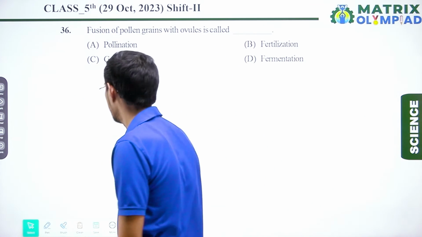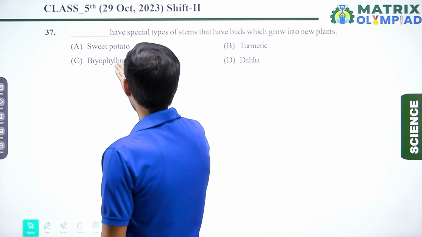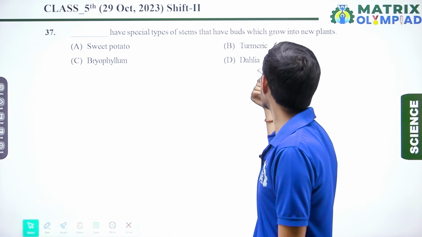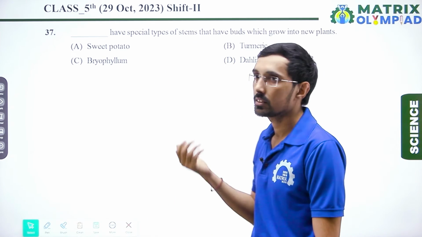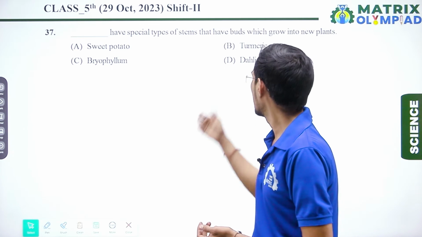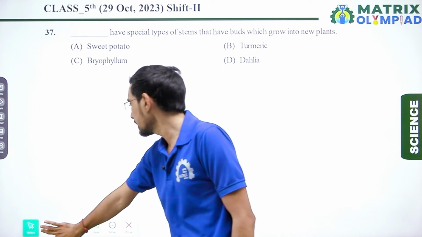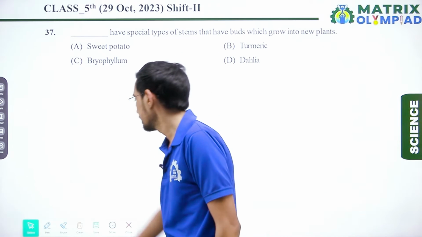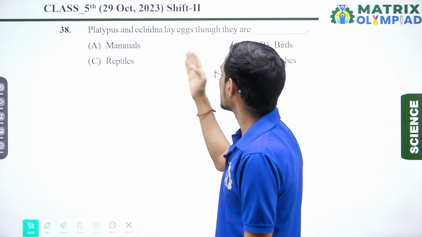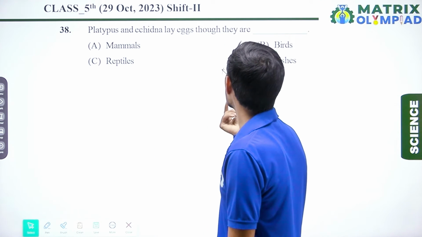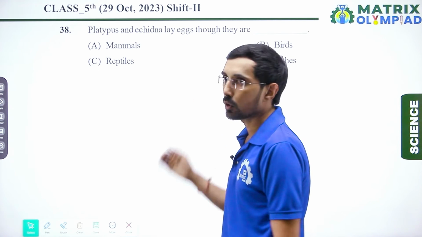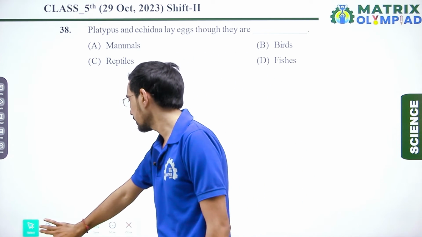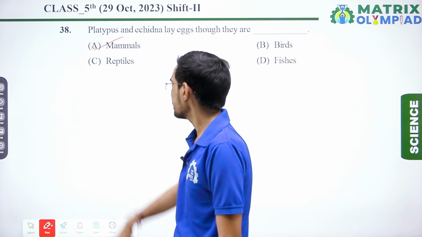Next one is, dash have a specialized tissue of stem that have buds which grow into a new plants. This method is basically found in turmeric. So our correct answer will be option B. Next question is, platypus and echidna lay eggs, though these belong to the class, that class is known as mammals. So our correct answer will be option A.